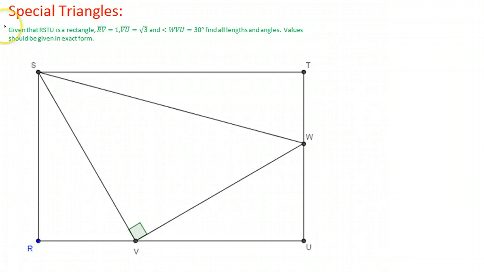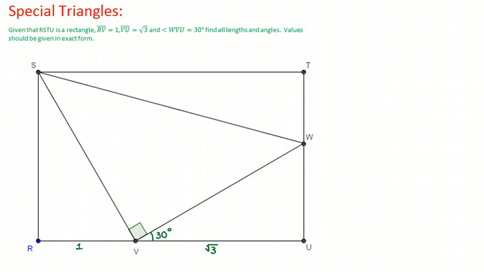Given RSTU is a rectangle, RV is 1, so let's write here RV is a value of 1, VU is root 3, and angle WVU is 30. We want to find all lengths and angles, and the values should be given in exact form. What that means is, see how here we have root 3? I should definitely not write that out as a decimal, because then it's no longer exact.